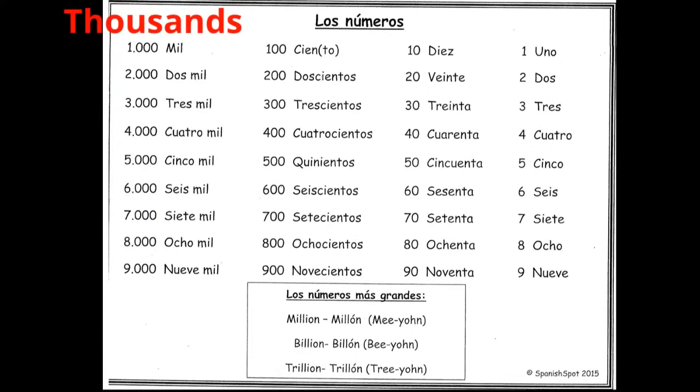Okay, the first thing that you need to know are the numbers. The first line is the thousands, which is mil. Mil or miles, okay? The second line is the hundreds, cien, and after 101, we call it ciento. These are hundreds. Then we have this third line, which is the tens, where we count 10 by 10, right? And the last column is the ones, unos.